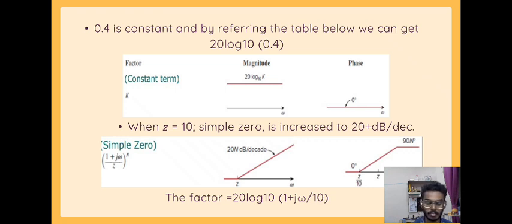Next, we have a simple zero at ω equals 10. It increases the magnitude slope by positive 20 dB per decade after ω equals 10. For the phase, it gradually rises to positive 90 degrees between ω equals 1 and 100. For the expression, 20 log 10 of 1 plus jω over 10.